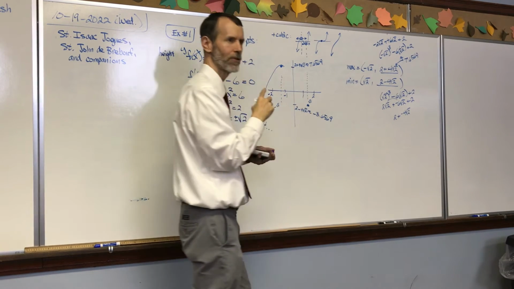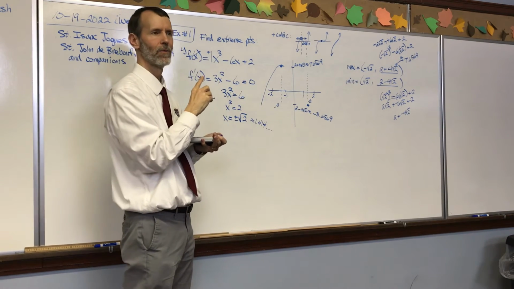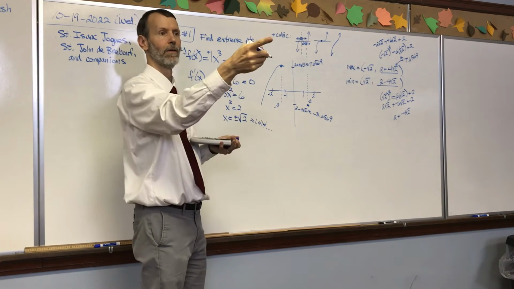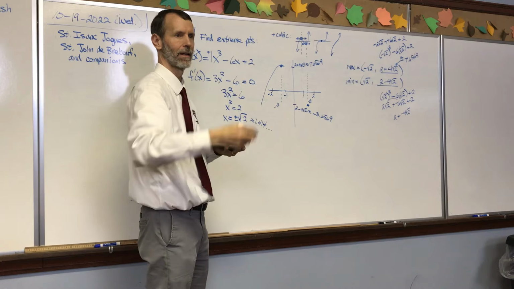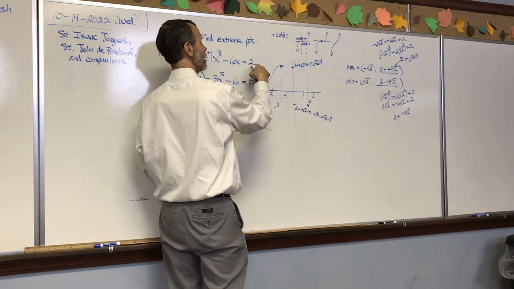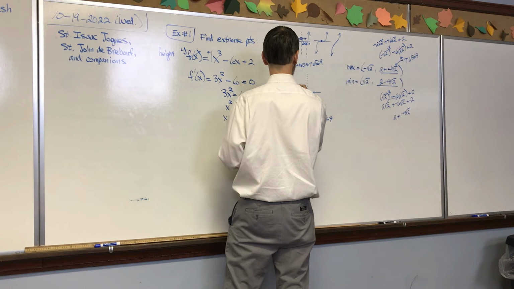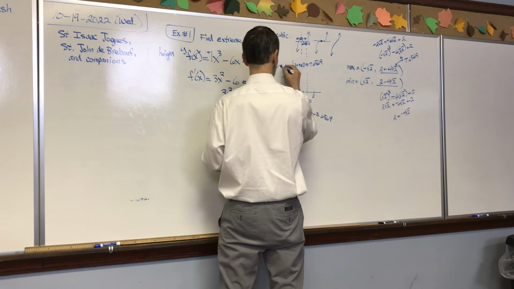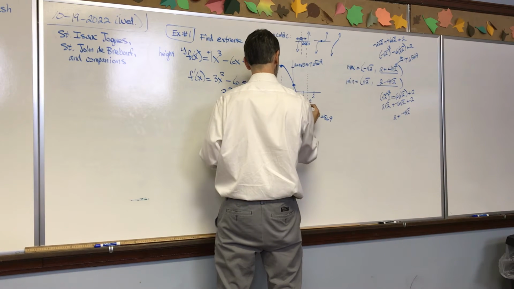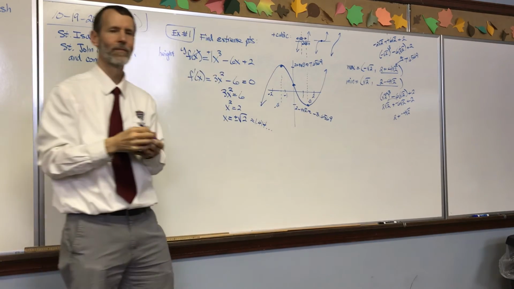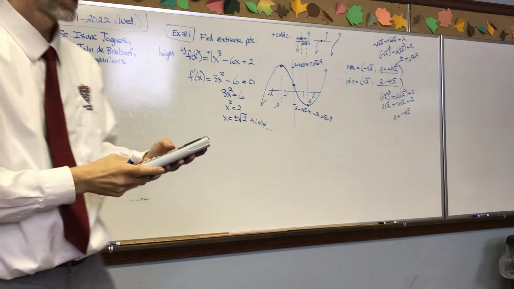Can somebody tell me the y-intercept, by the way? Where's the y-intercept? Just look at it. Here's the original formula. Yeah, good. 2. Plug in x equals 0, and you have y equals 2. You've actually got a fairly good graph of this thing. Does that make sense?